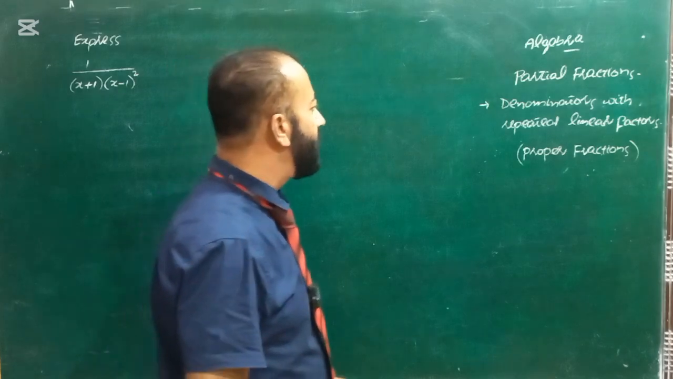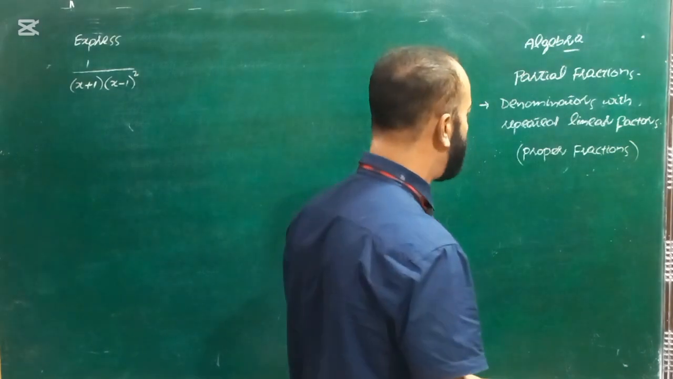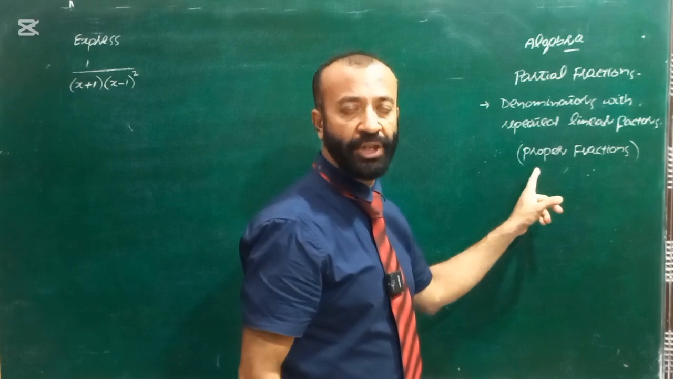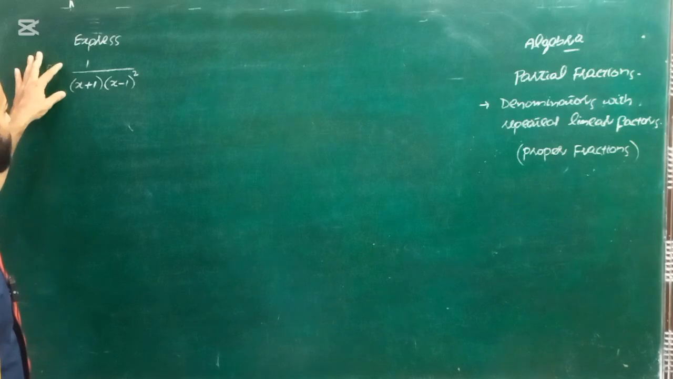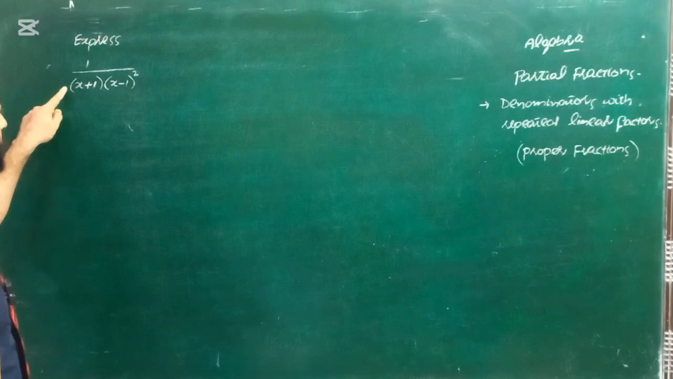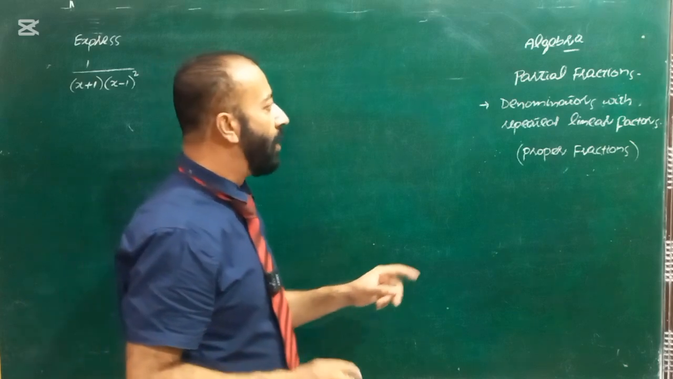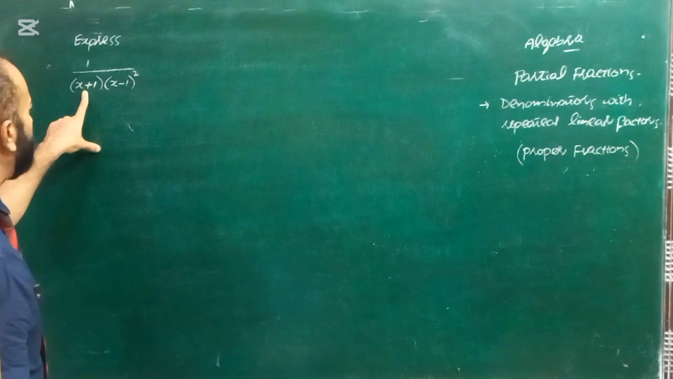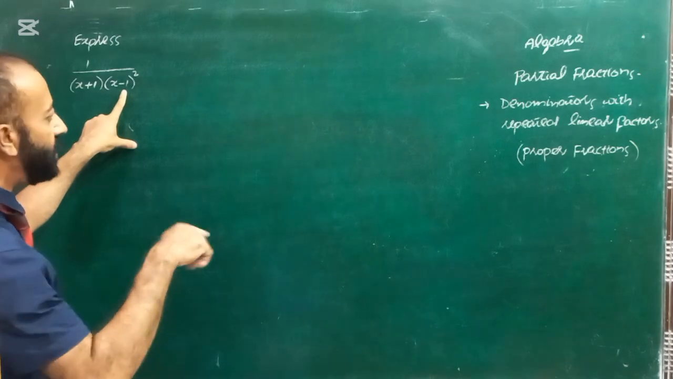Now we are going to discuss the second case in partial fractions, that is denominators with repeated linear factors in proper fractions. So this is the first thing we have to check, whether the fraction is proper or improper. If the maximum power of x in the numerator is lesser than the maximum power of x in the denominator, then the fraction will be a proper fraction. This is the first thing that we have to look at. Now the second thing is denominators with repeated linear factors. So you can see this is not repeated because it is coming one time, but this is repeated because x minus 1 is coming 2 times.